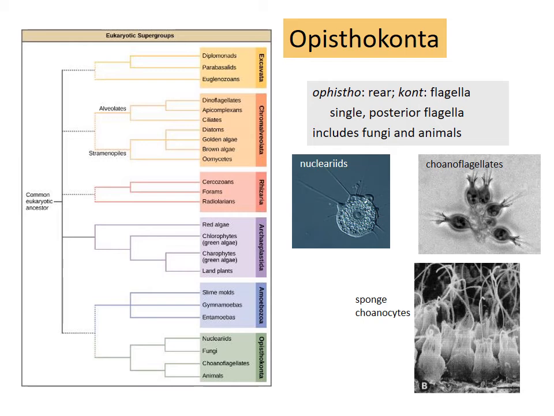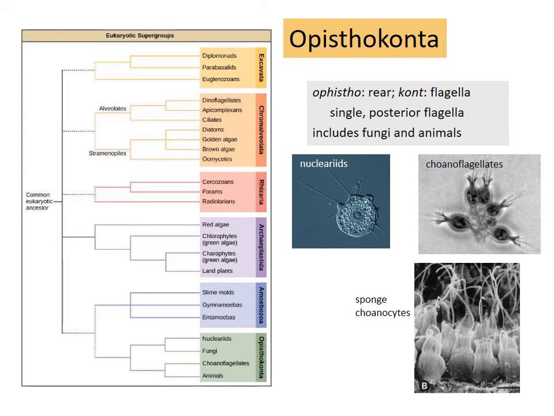Now, the other two, nuclearids, there's a nuclearid in that picture. There's its rear-facing flagella. The nuclearids and the choanoflagellates. Choanoflagellates, there's some pictures of choanoflagellates in the upper right there, too. They're protozoans, right? Mixed in with the fungus and the animals.